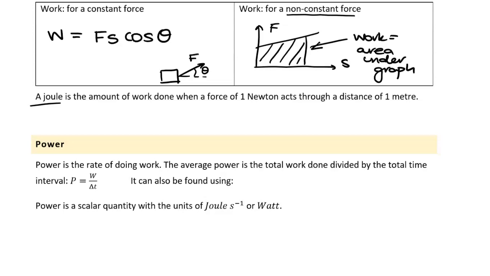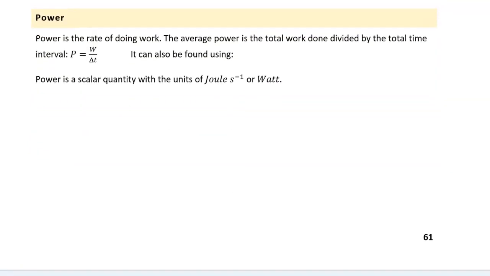Remember, work was defined as something that caused a change in energy. So we previously did a little bit of this, work equals delta E. So if work is a change in energy, then the units have got to be the same as the units of energy, which is joules. It's also defined as the work done when a force of 1 Newton acts through a distance of 1 meter. That's handy to know.